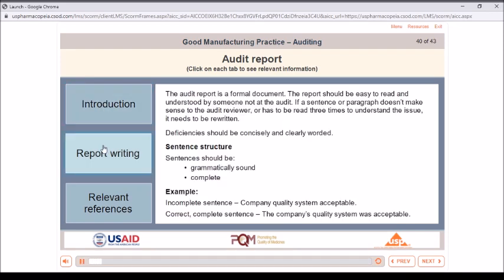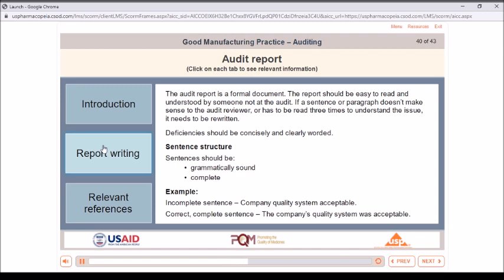Report writing. The audit report is a formal document. The report should be easy to read and understood by someone not at the audit. If a sentence or paragraph doesn't make sense to the audit reviewer or has to be read 3 times to understand the issue, it needs to be rewritten. Deficiencies should be concisely and clearly worded.